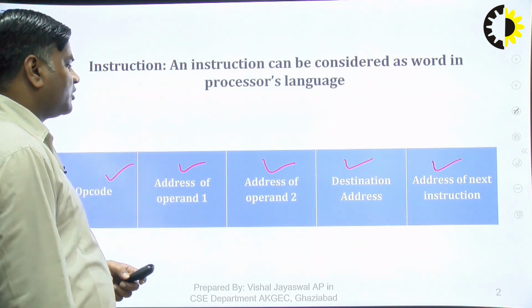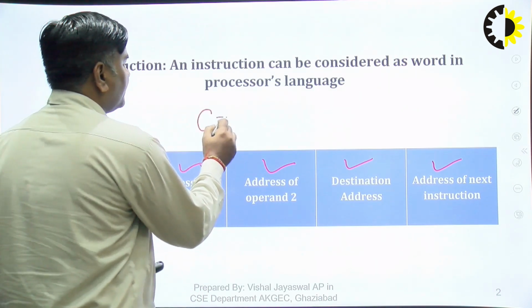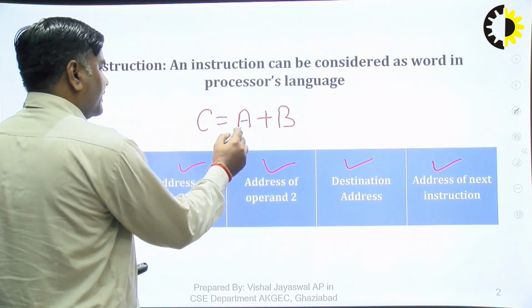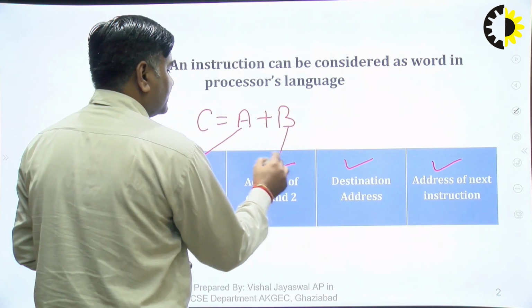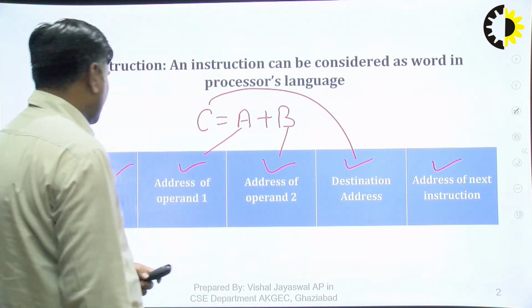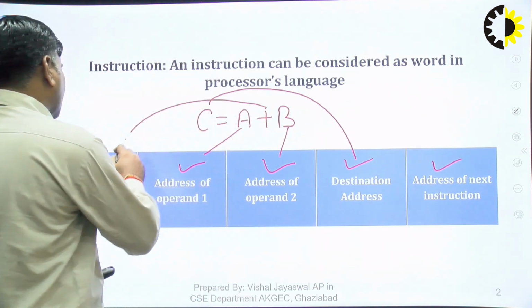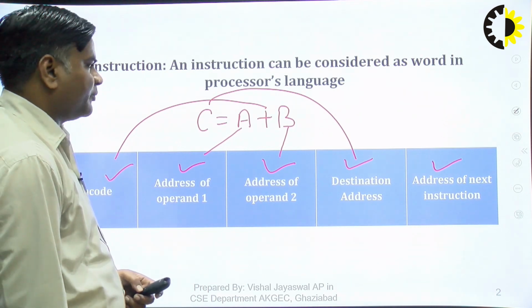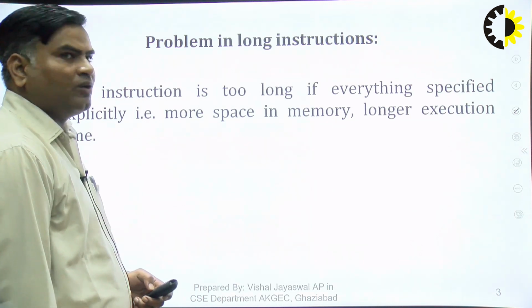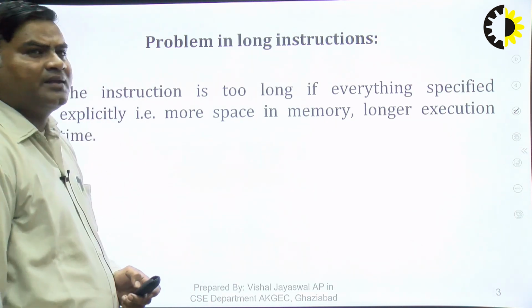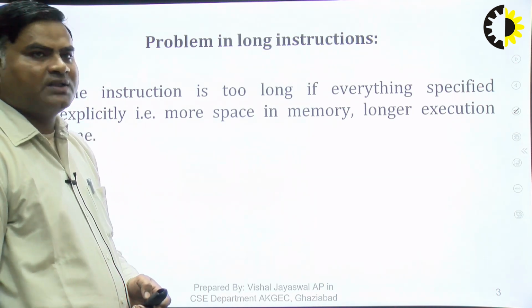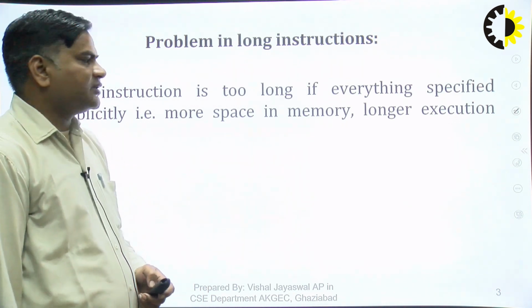Let's say the example C equal to A plus B. Here the address of operand 1 is A, the address of operand 2 is B, and our destination is C. The operation code is addition, the add operation. Problem in long instructions: the instruction is too long if everything is specified explicitly, that needs more space in memory and longer execution time.